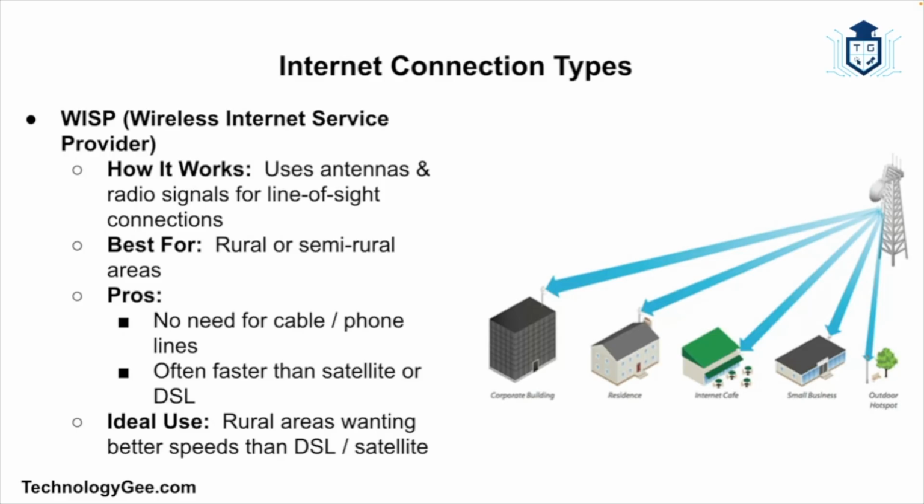Its pros, it does not need cable or phone lines, and it's usually faster than satellite and DSL in remote areas. Its cons, this does require a clear line of sight to the tower, power, and weather and interference can affect your services. However, this is great for rural users that are looking for a better option than satellite or DSL.